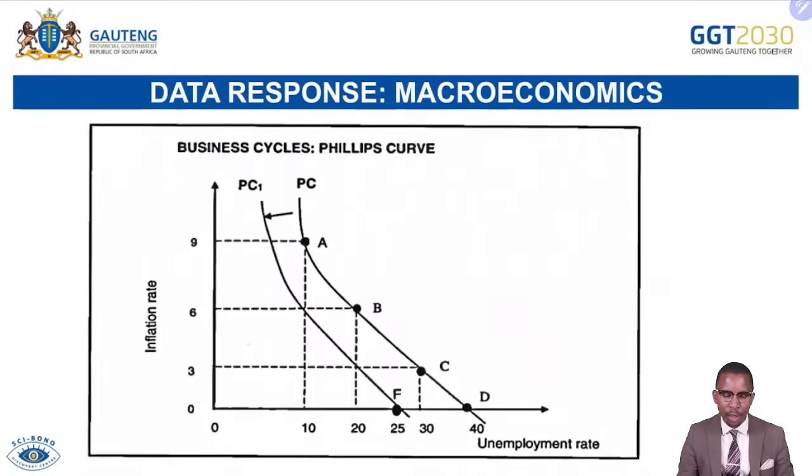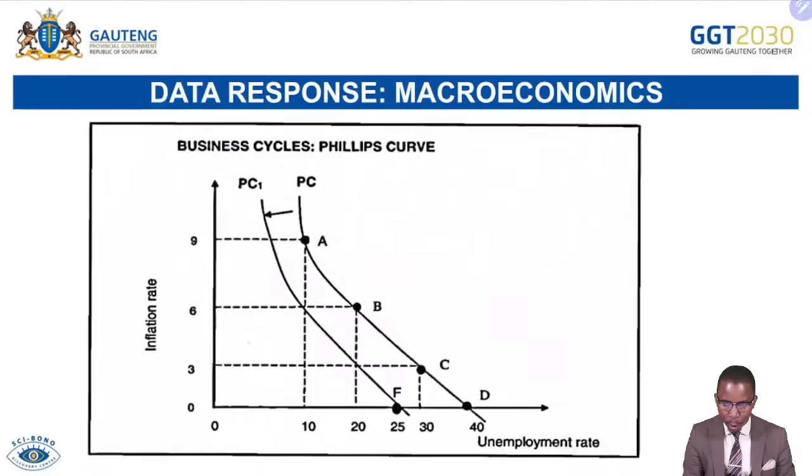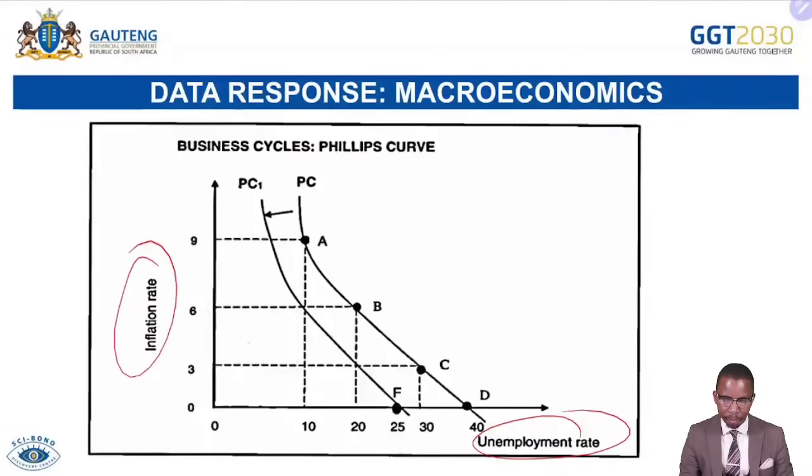We continue. We are still on macroeconomics. That is our Phillips curve. Remember, the Phillips curve is the curve that illustrates the relationship between unemployment rate and inflation rate. On our horizontal axis we have the unemployment rate, and on the vertical axis we have the inflation rate. Point D indicates the natural unemployment, and point F indicates another natural unemployment.